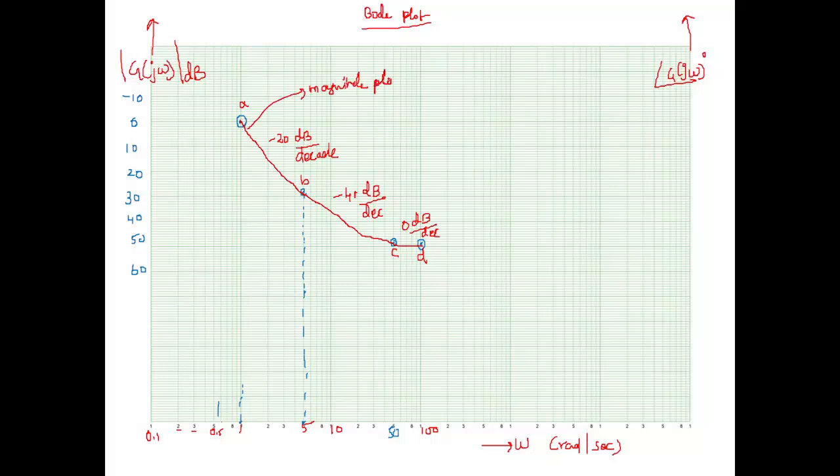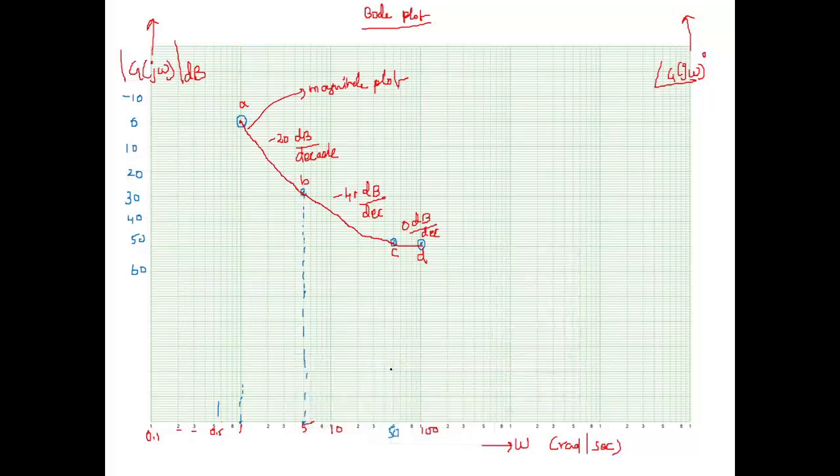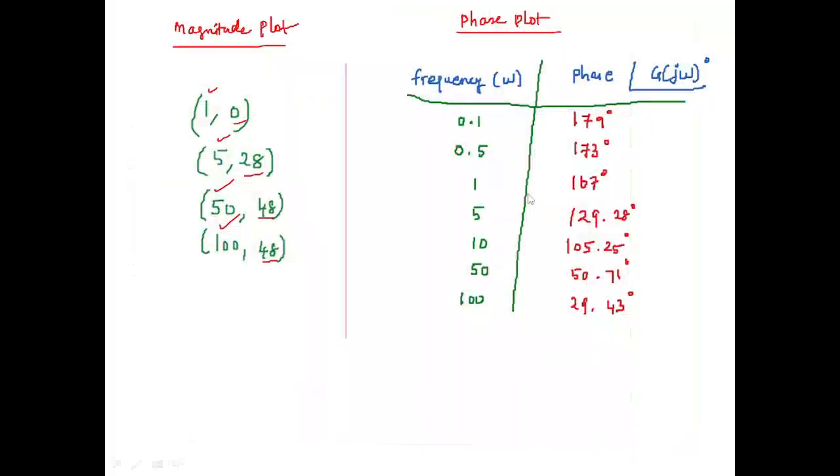Now, my job is to plot the phase plot. For that also we have a set of points, right? We have a set of points for the phase plot: 0.1, 179; 0.5, 173.